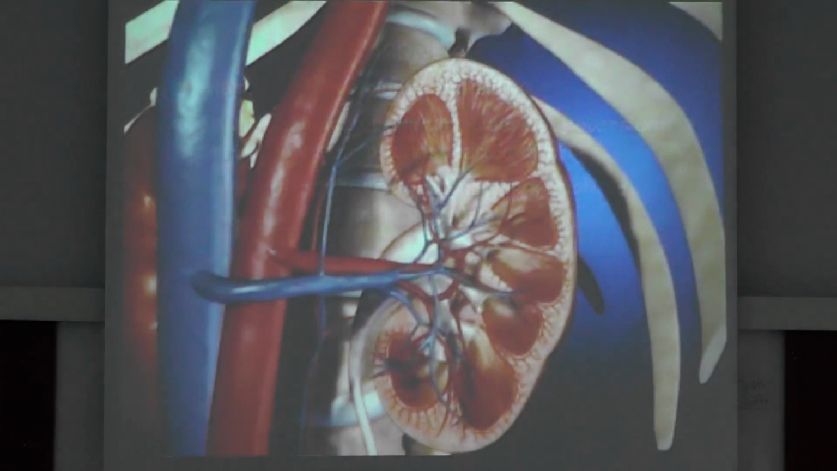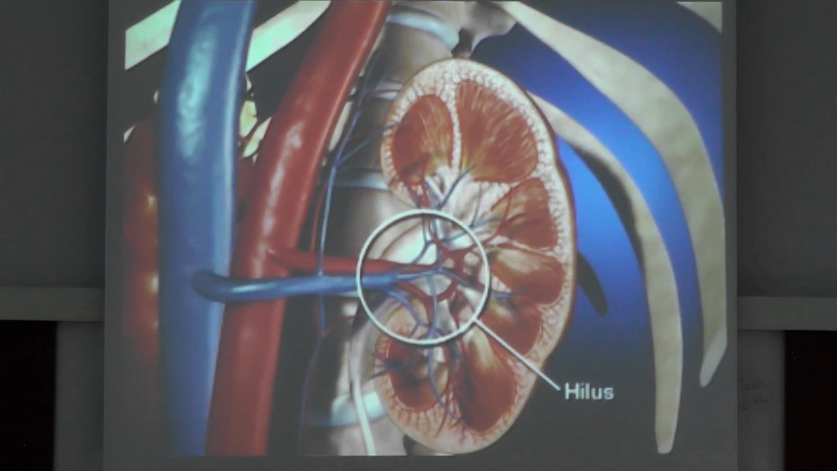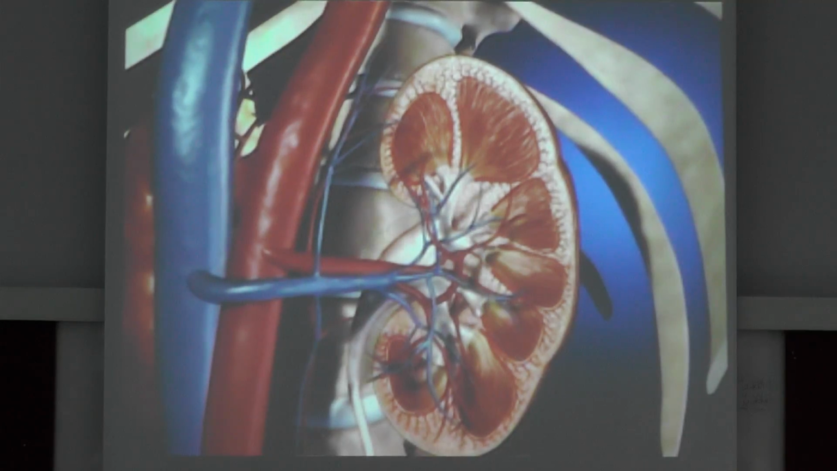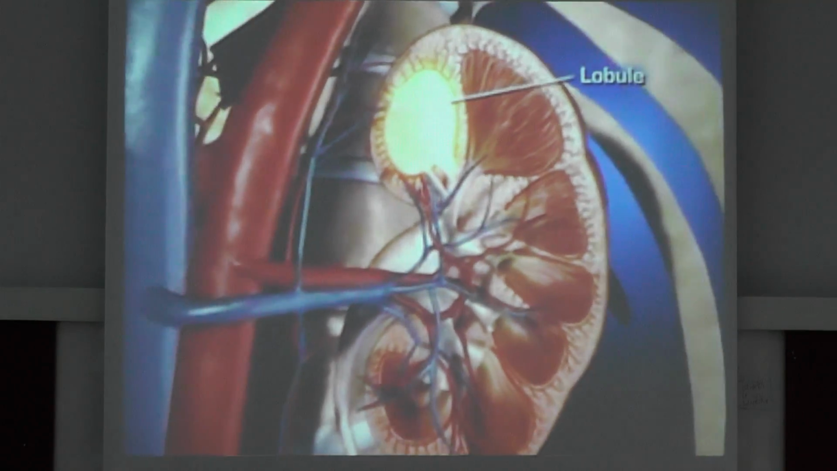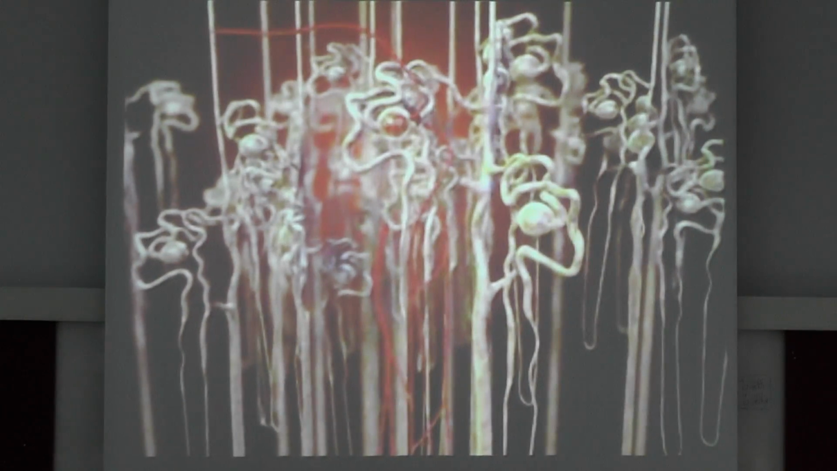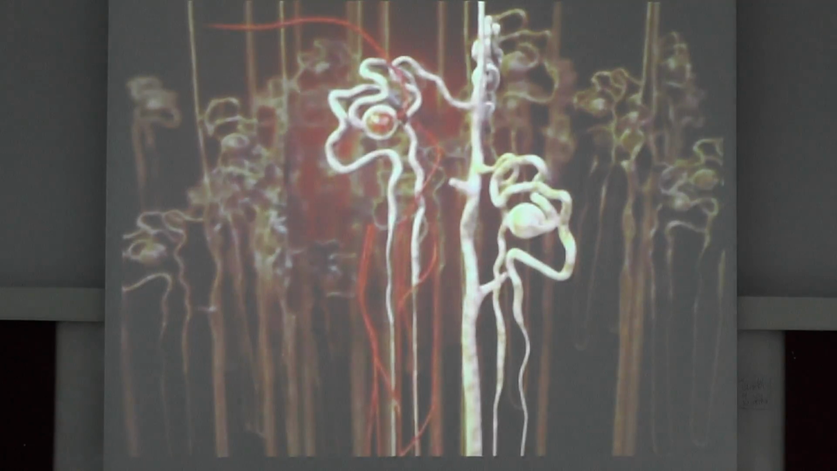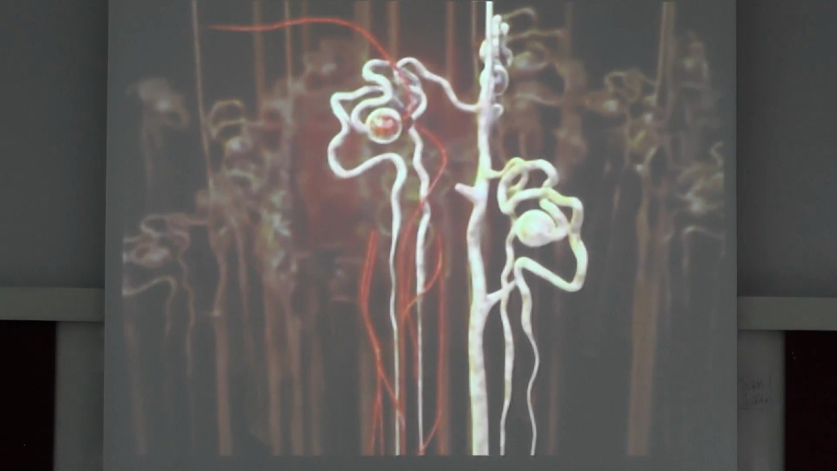The medial border of the kidney is indented by a deep fissure called the hilum, where the blood vessels, nerves, and ureters connect to the kidney. The kidney is composed of up to 18 lobes. Each lobe is composed of nephrons. Nephrons are the functional units of the kidney, and each kidney contains more than 1 million nephrons. Each nephron consists of a glomerulus and a system of tubules.